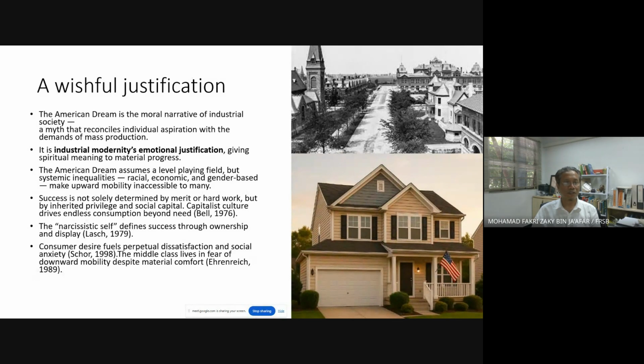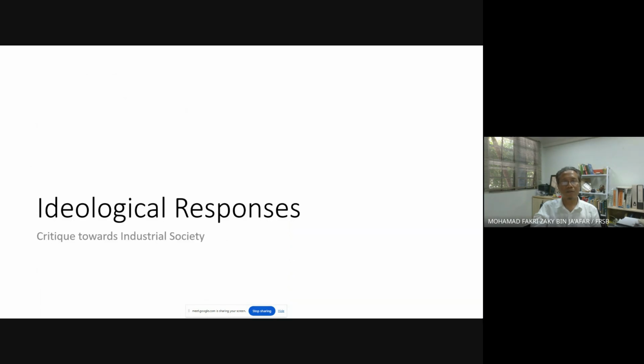So capitalist culture drives endless consumption beyond need. The narcissistic self defines success through ownership and display, and consumer desire fuels perpetual dissatisfaction and social anxiety. The middle class lives in fear of downward mobility despite material comfort. So these are the criticisms that begin to arise out of the idea of the American dream. Okay, but you can relate the American dream to what is happening elsewhere in the world today. So let us look at some of the ideological responses towards this.